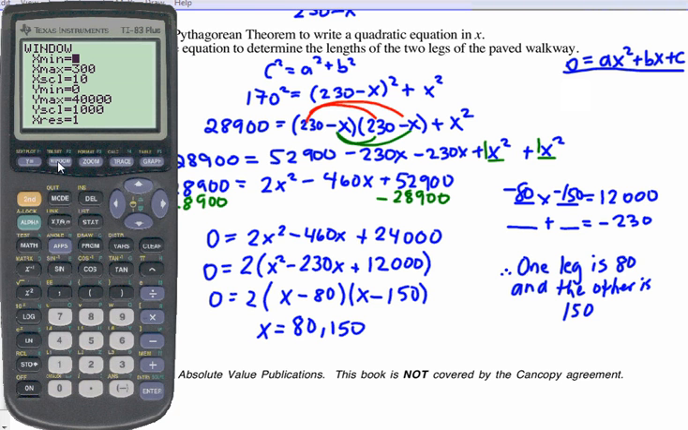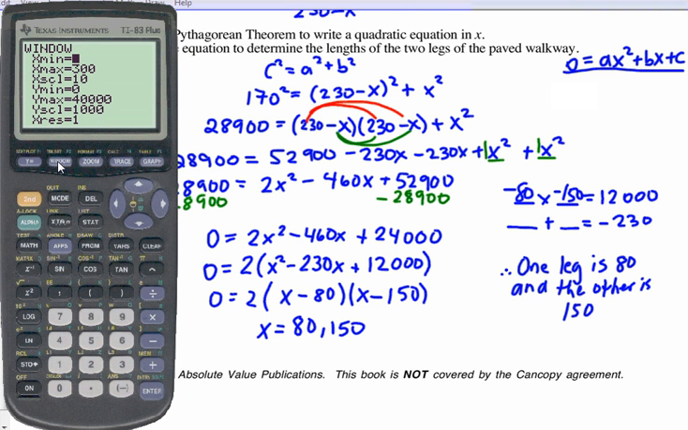So I looked at my x values. My x value at 230 minus x. I thought, okay, probably we're going to use that number. And then this one represents our y, 28,900. So I went up to 40,000. Okay. And then now we're going to find the intersection point.